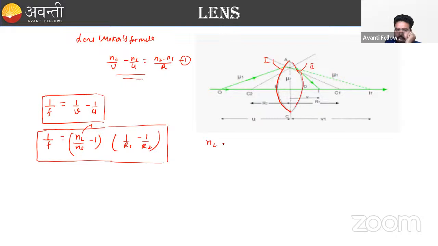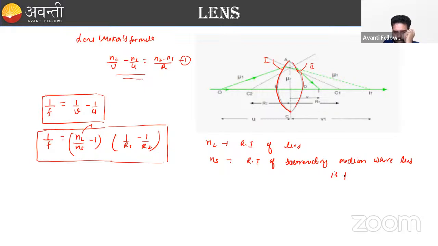What is NL? NL is the refractive index of the lens. NS is the refractive index of the surrounding medium where the lens is placed. So in this manner we can calculate the focal length.